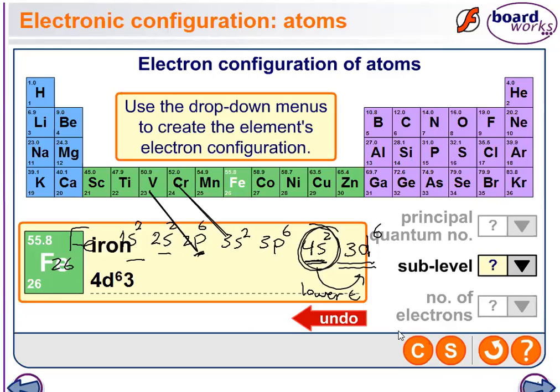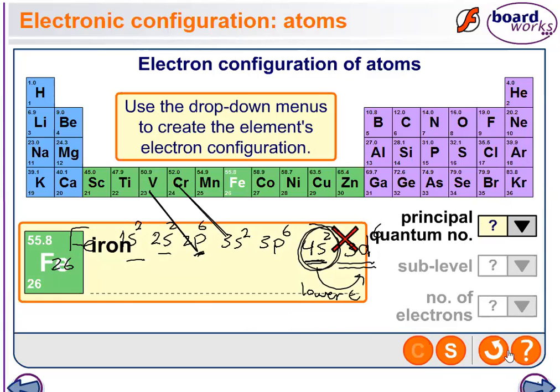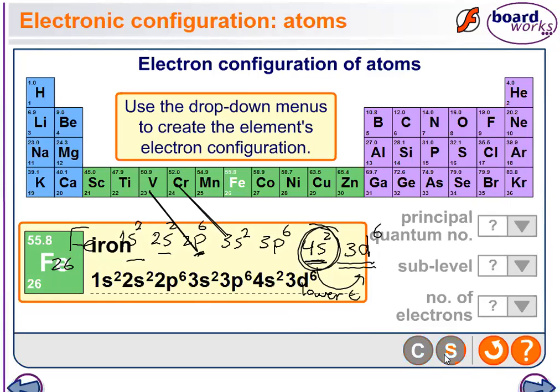Sorry, let's correct this one. Here, that means you write it one by one. Let's see the correction. 1s2, 2s2, 2p6, 3s2, 3p6, 4s2, and 3d6, as we did see. So our answer is true.